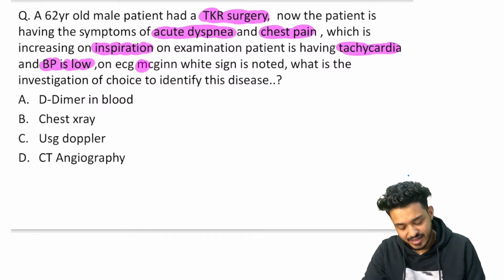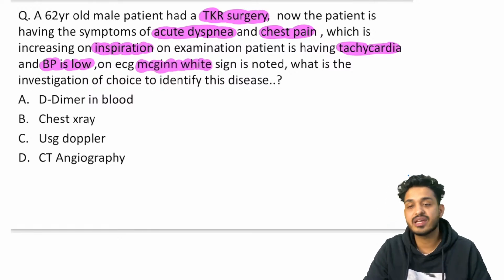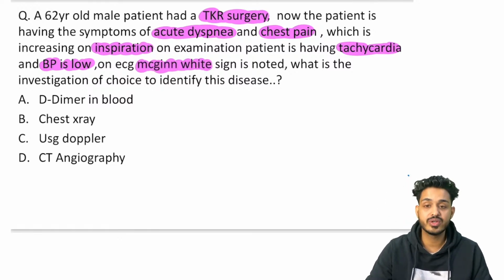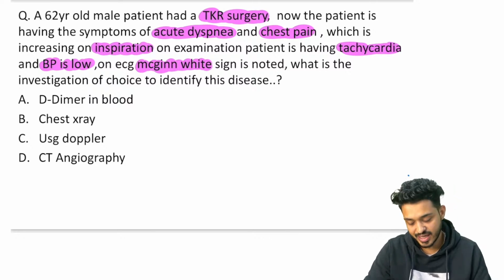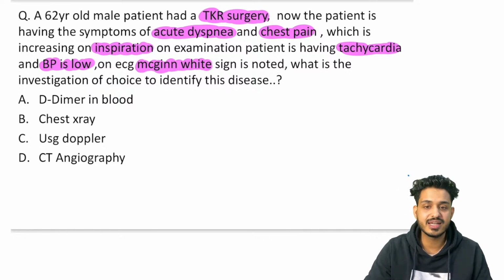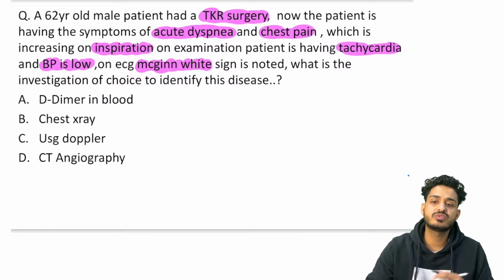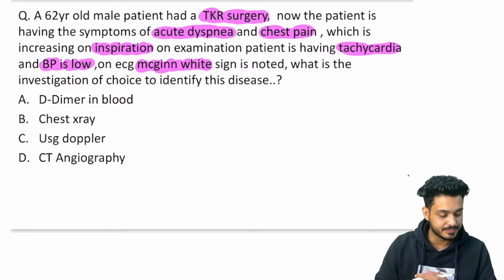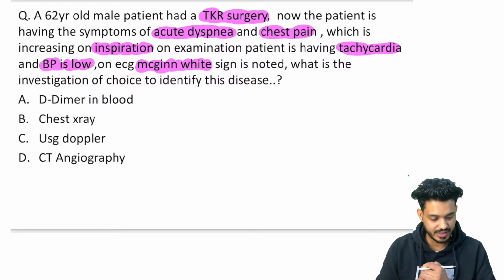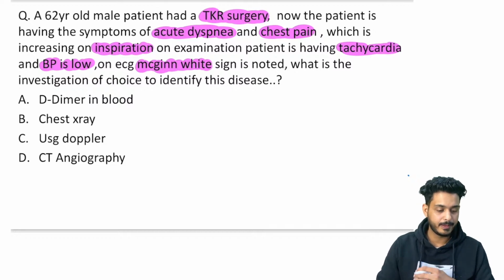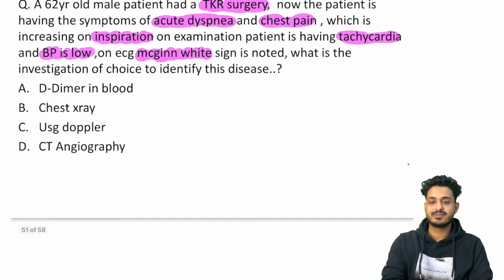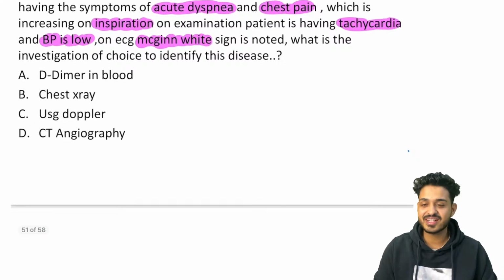On ECG, we are finding a sign. This is known as McGinn-White sign. Tomorrow, I think I will be showing, next class, I will be showing you the sign, right? McGinn-White sign is noted. What is the investigation of choice to identify the disease? CT angiography. Everyone. Shubham. It's not the right answer.